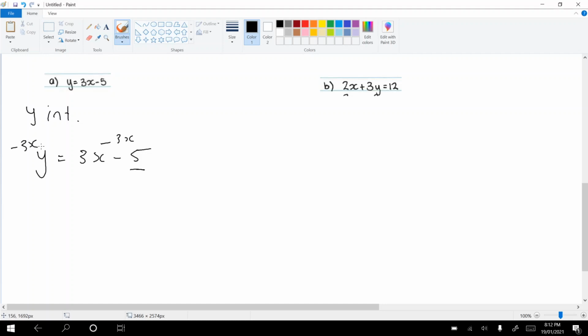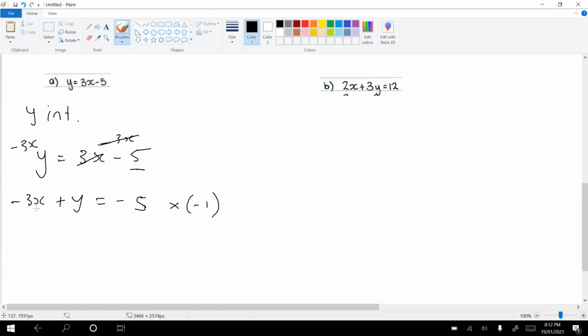Now let's rewrite what we've got. We're going to have minus 3x plus y equals, now over here you've got 3x, take away 3x. So they're cancelling, they're getting rid of one another. And we've got minus 5. Now one of the rules is we said we need to try, if we can, to express the value of a, so that's the coefficient of x, as a positive number. And so what we can do is multiply both sides by minus 1.